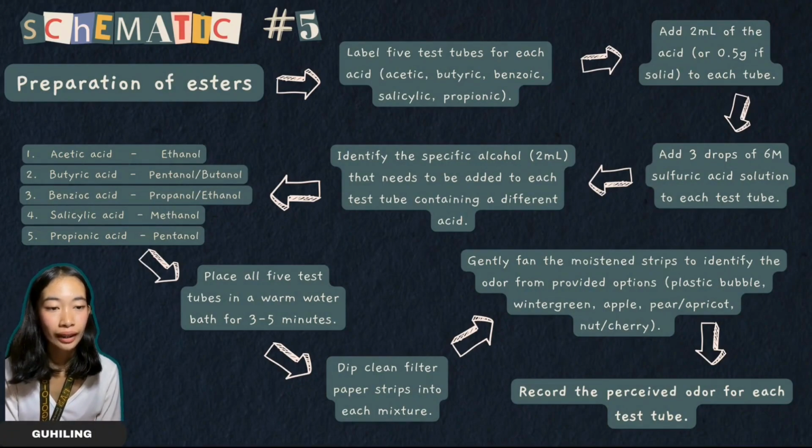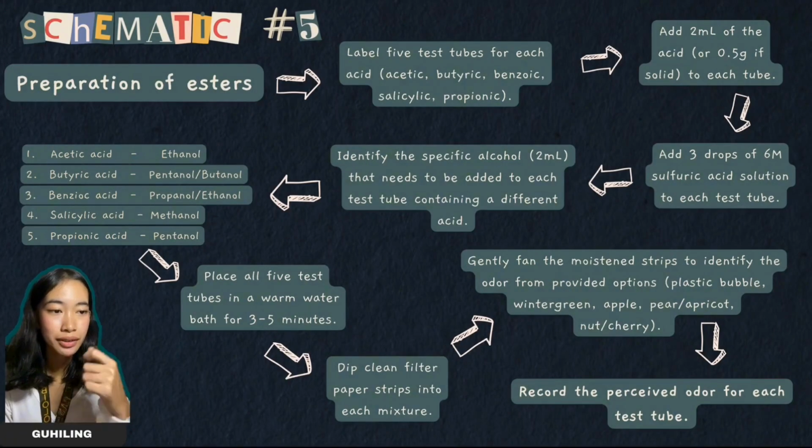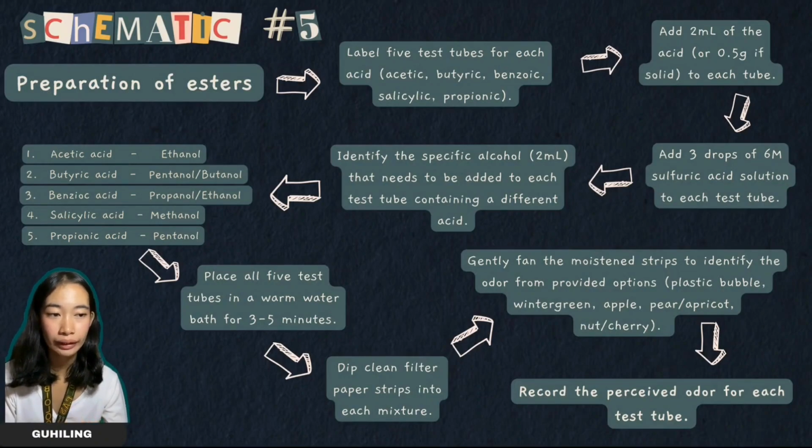And then, dip clean filter paper strips into each mixture. Next, gently fan the moistened strips to identify the odor from the provided options. Is it either plastic bubble gum, wintergreen, apple, pear or apricot, nut or cherry? After, record the perceived odor for each test tube.